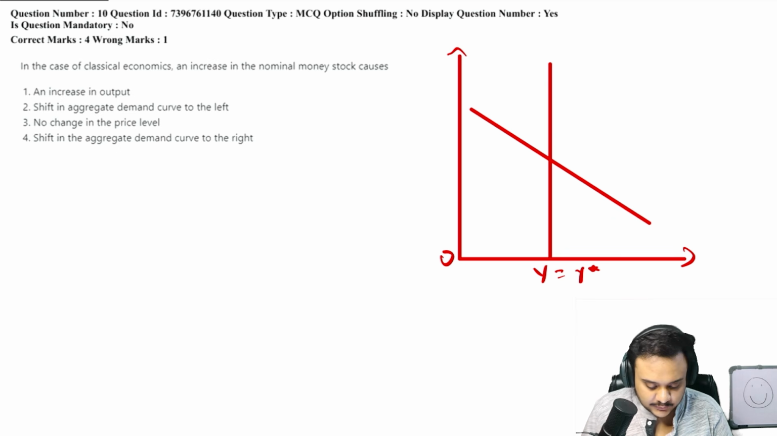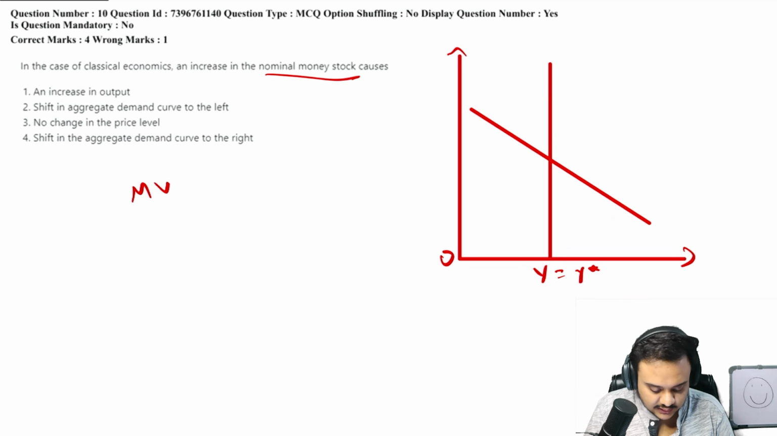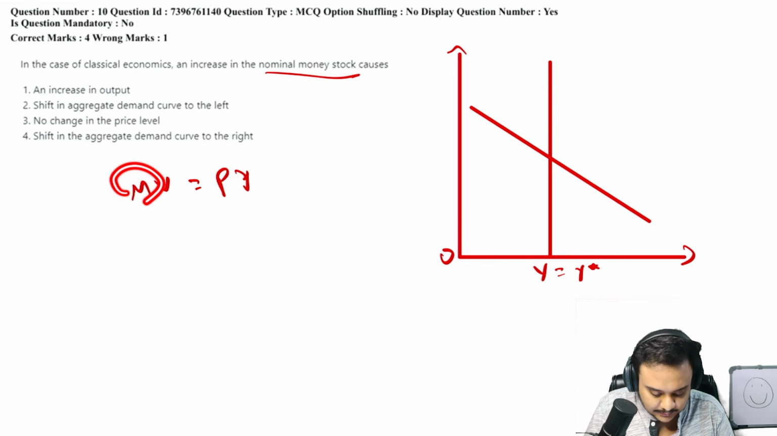Now let us see what happens if the nominal money stock rises. Just write down the quantity theory equation. You already know MV is equal to PY. You know that for classicals Y is already fixed at full employment level and the money supply is increasing.